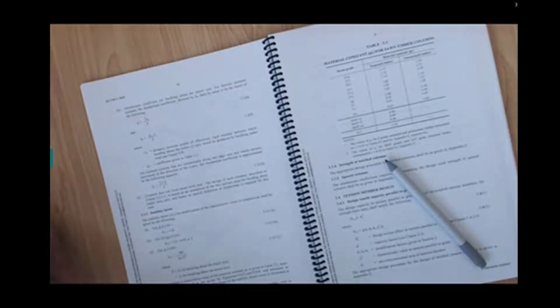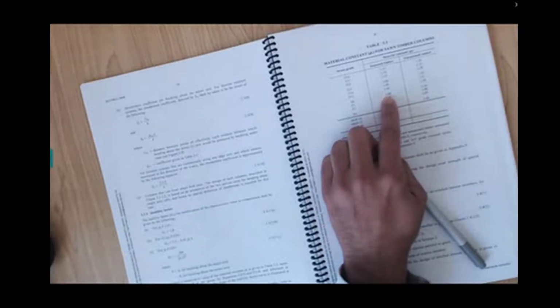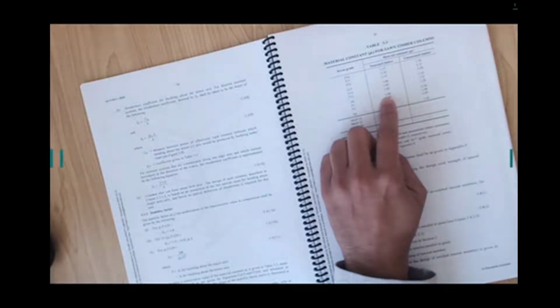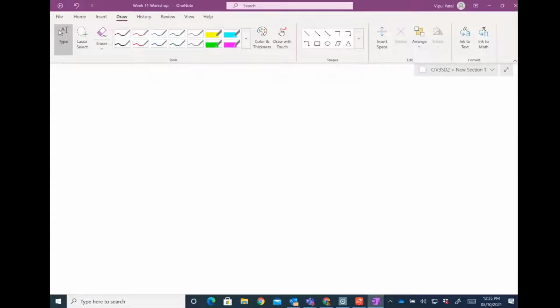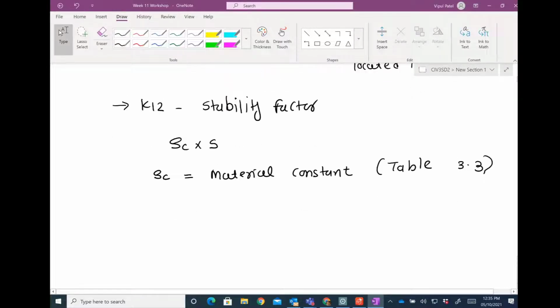Now let me go and find this rho C, where we have F8 grade. Rho C first, the material constant. So for K12, we first need to find this rho C times S. What is the name of rho C? Rho C is called the material constant. And where are you going to get the detail? You're going to get the detail from Table 3.3, and I will show you that table again. For that one, we need the F8 grade given in our examples.